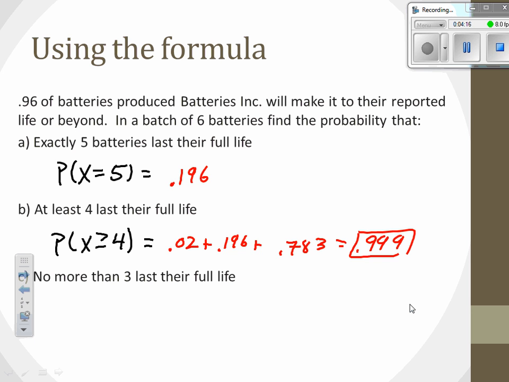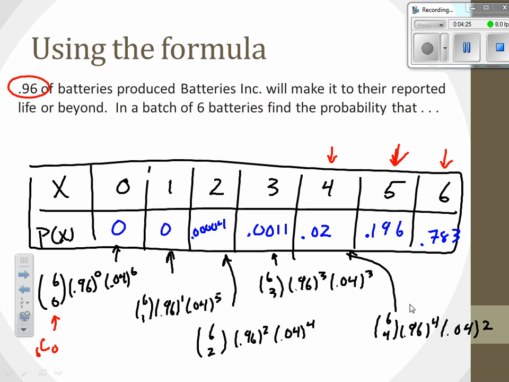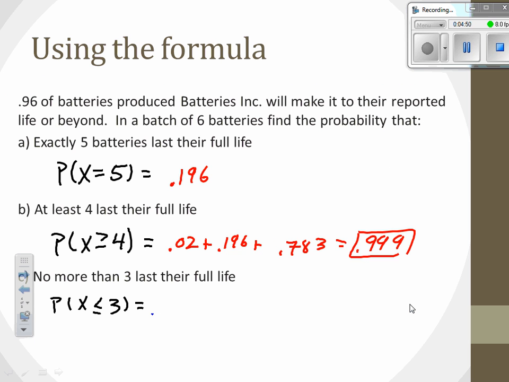And then finally, that we get no more than 3, so less than or equal to 3. Less than or equal to 3 is going to be everything from 3, 2, 1, or 0. You could also look at it as everything that we didn't just look at. So 0, 0, 0.004 plus, I'm just going to go ahead and call it 0.001. Not very likely that we get that again.